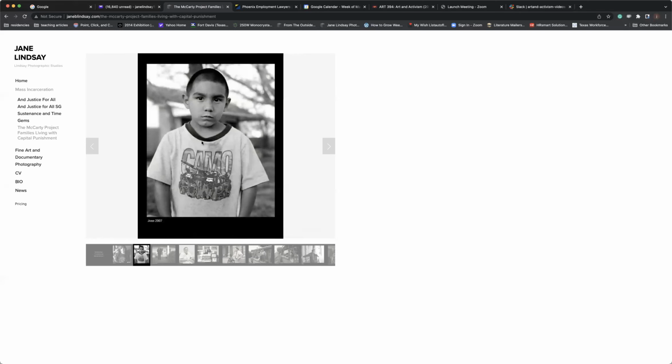So this little guy is the brother of the girl I told you guys about. And I've been photographing him too over the years. So I'm fixing to actually photograph him again, probably in the next week or two. He's actually 21 now.